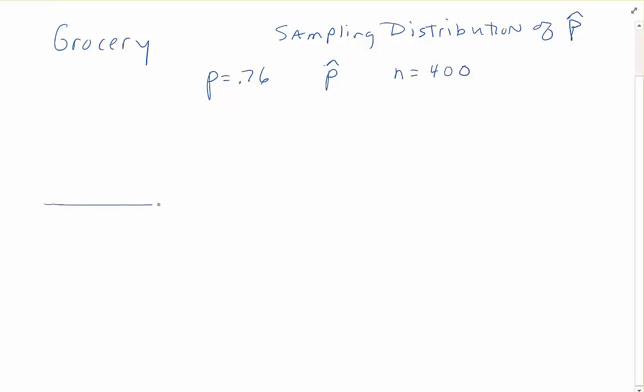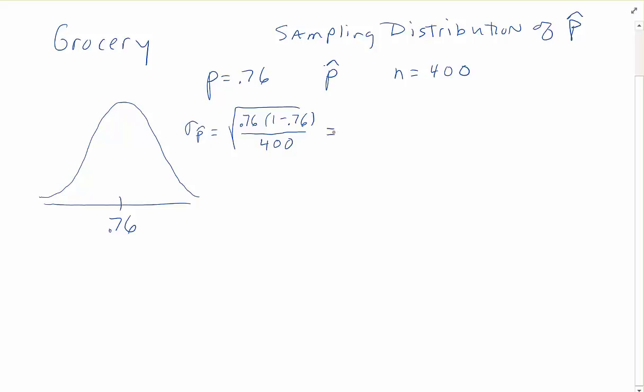Now, we learned in this section that the distribution of these sample percentages is normally distributed around the population percentage and has a standard error or standard deviation given by this formula. It would be the square root of the population percentage times its complement divided by the sample size, 400. This calculation turns out to be 0.0214.